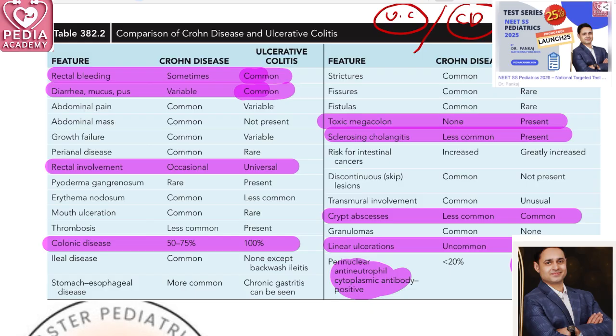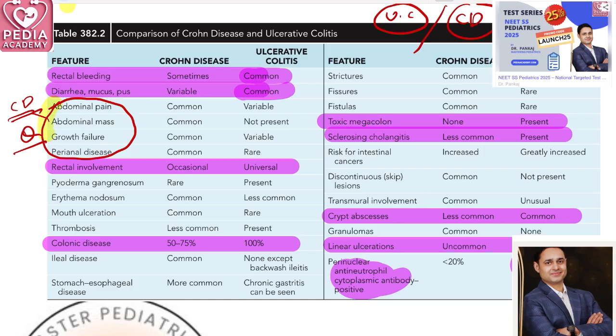Abdominal pain, abdominal mass, growth failure, and perianal disease. Important, these are more common in CD. So abdominal mass, abdominal pain, growth failure, and perianal disease are more common in CD.